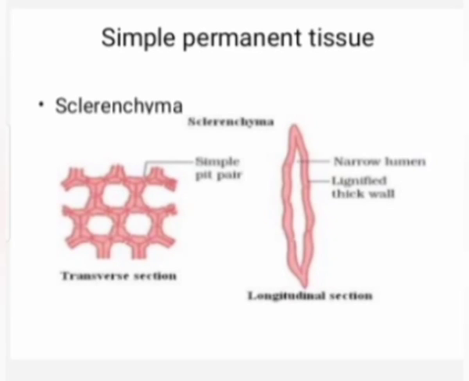Cells are elongated. Cell wall is made of lignin. This tissue provides strength to the plant body. Husk of a coconut is made of sclerenchyma tissue. It is present in stems, in the veins of leaves, and in the hard covering of seeds and nuts.